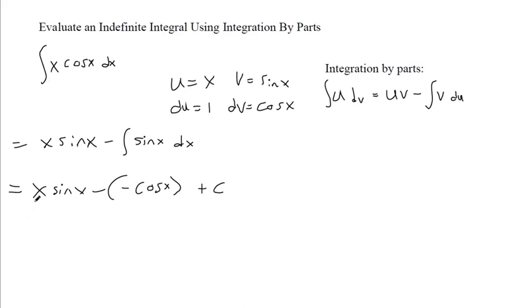So that's how you use the integration by parts formula. You pick a u, you pick a dv, and then plug it into this part of the formula and see if it makes things simpler.